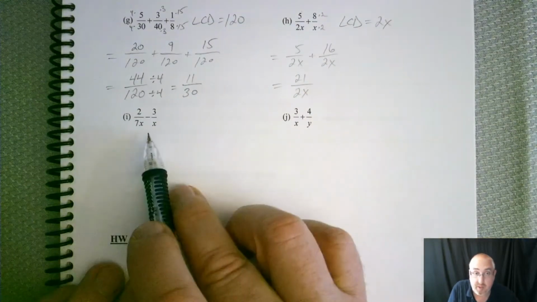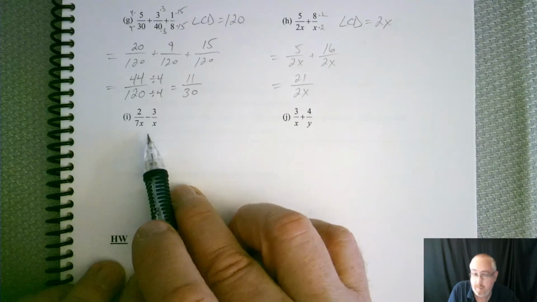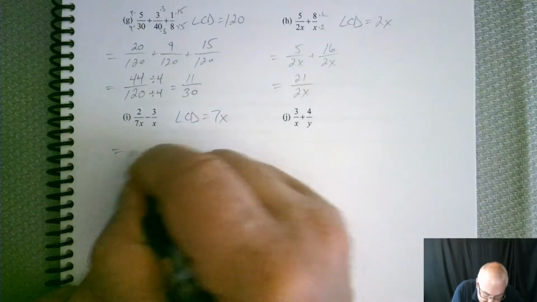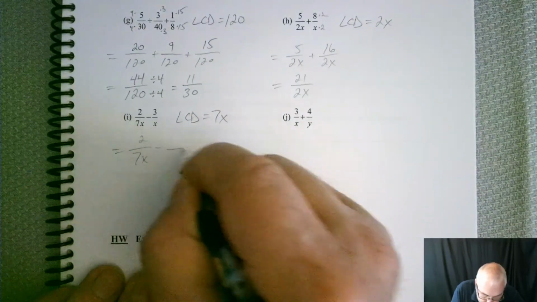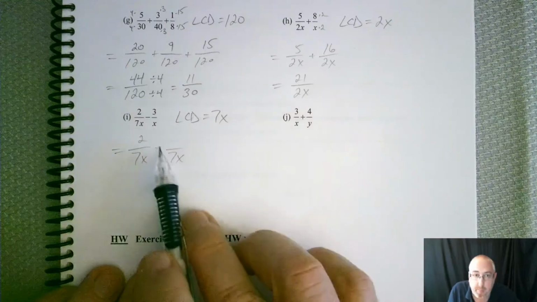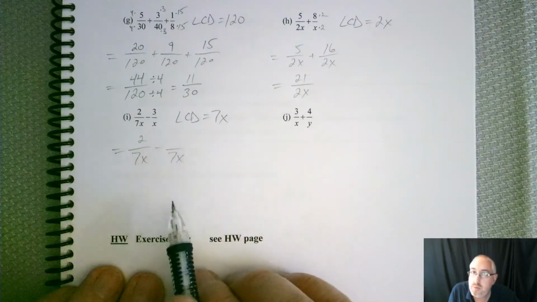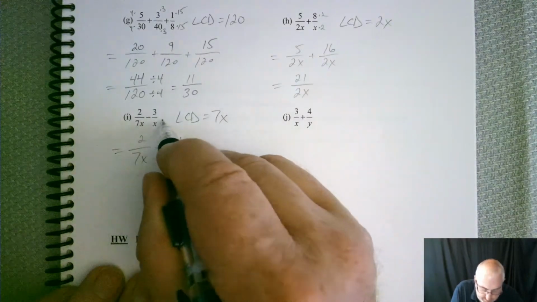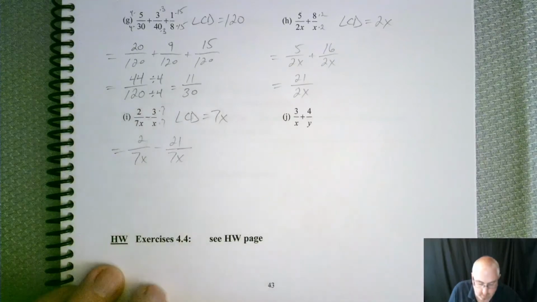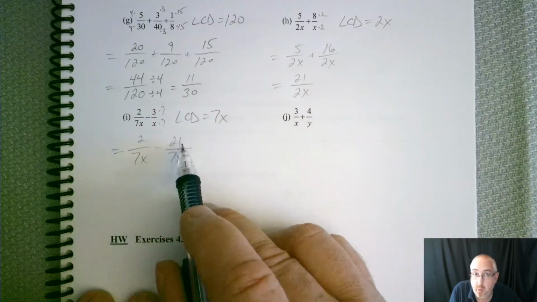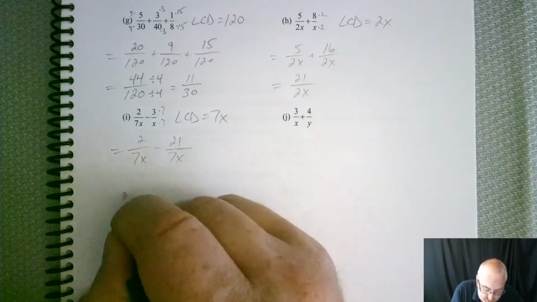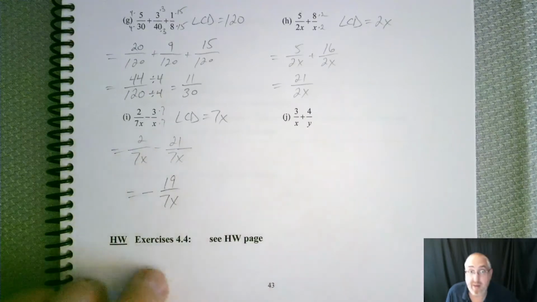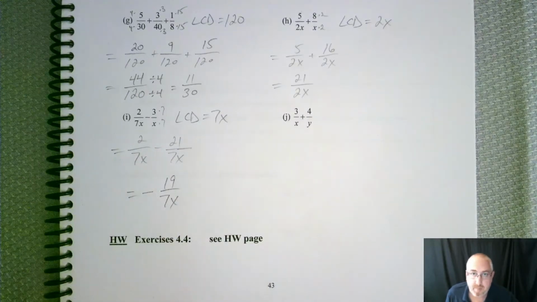Let's do it again. So what do you think the LCD is for this one? Yeah, 7x. So we got 7x on the first, we got 7x on the second one, but our numerator should change to, you got it, 21, by multiplying it by 7. So now, just be careful, 2 minus 21 better be negative. It's going to be negative 7, or excuse me, negative 19 over 7x.